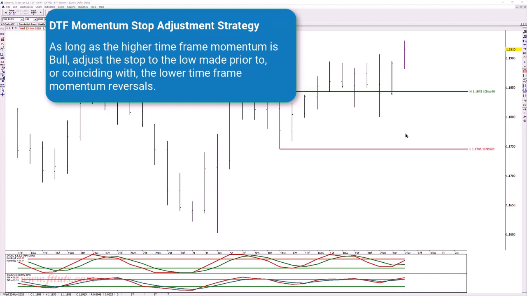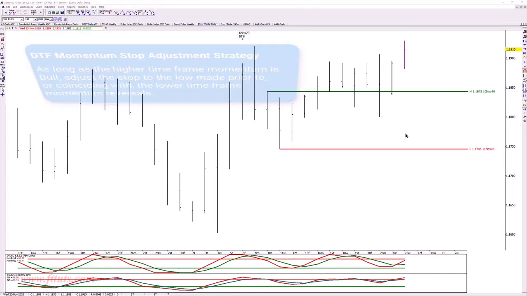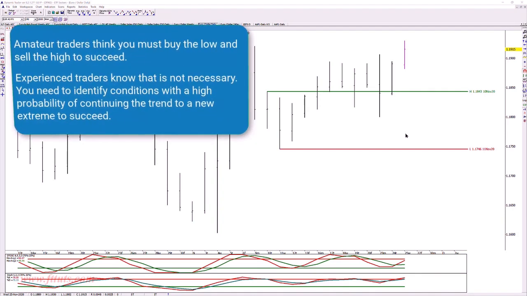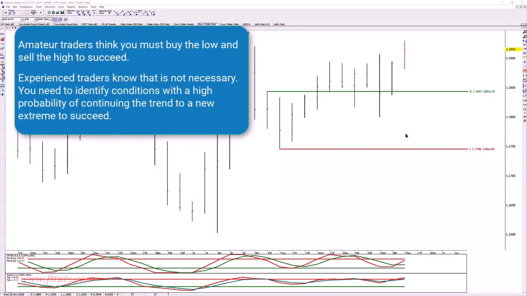And as long as at least the weekly momentum, the higher time frame, is not overbought, any lower time frame daily momentum bull reversal could be a setup to either add to long positions, or go long if we're not already long. Once again, we don't have to buy the ultimate low or sell the ultimate top. We just have to be in a position where the market is going to continue the trend based on our technical analysis and our probable position of the market.